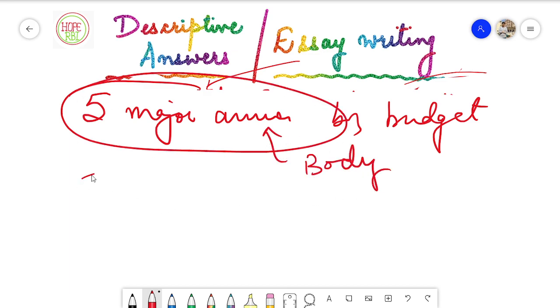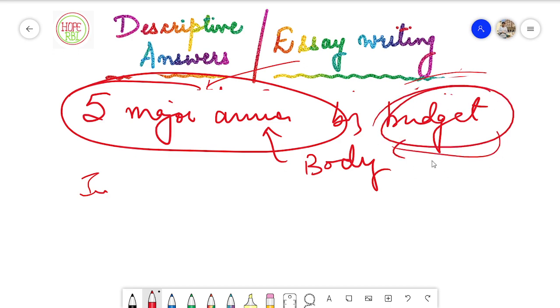What should be mentioned in your introduction? What is a budget? How is it passed? What article of the constitution allows you to pass a budget? All of those things. Who passes it?